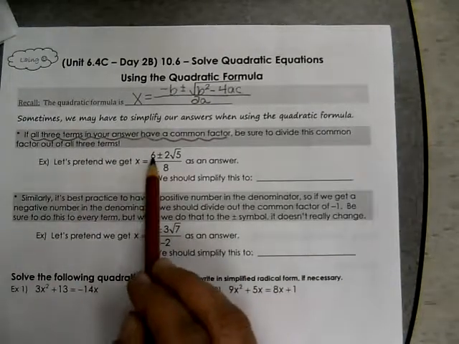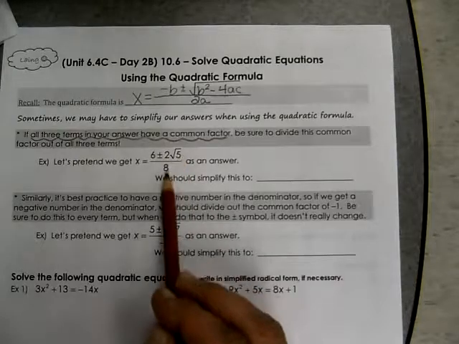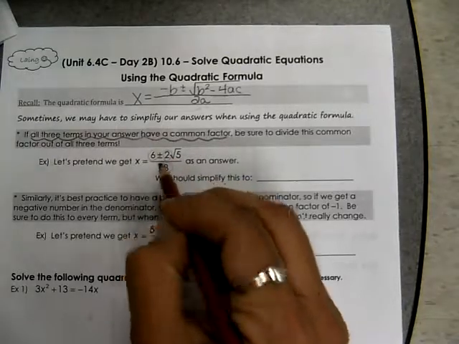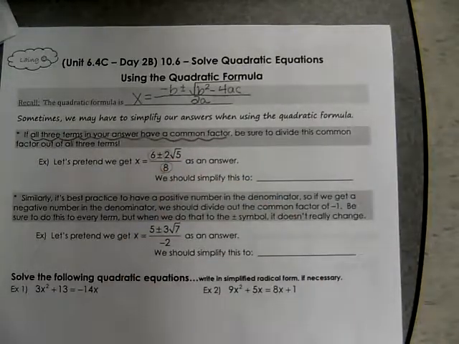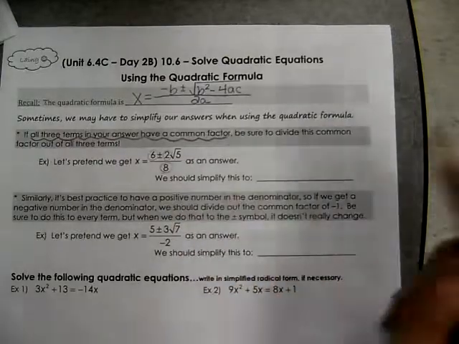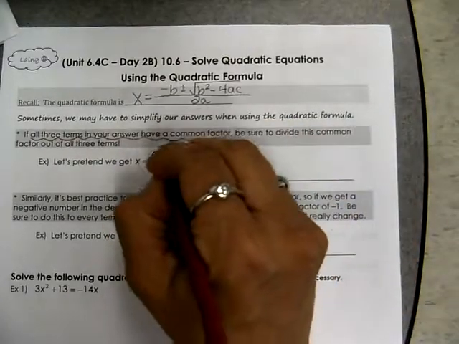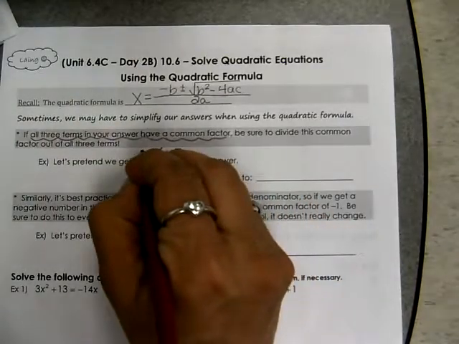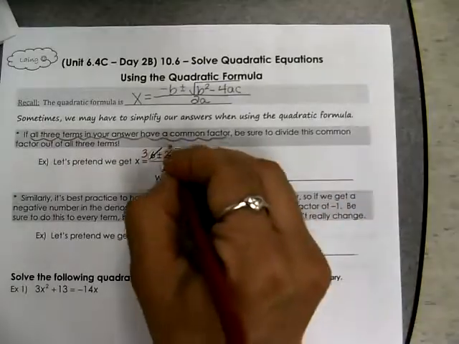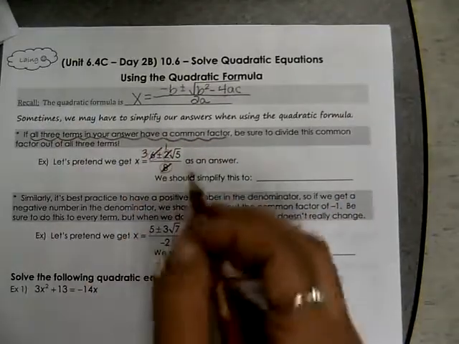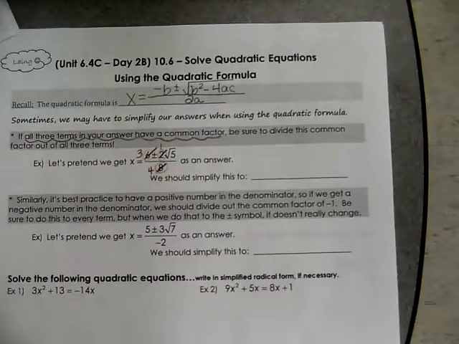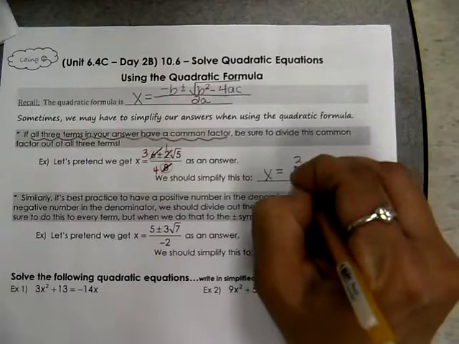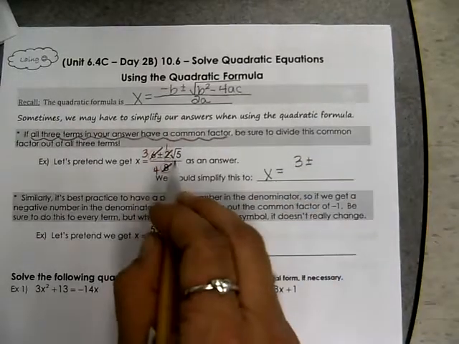Let's pretend we get x equals 6 plus or minus 2 root 5 over 8. We look at these three values. Do those three numbers have anything in common? They do. They each have a 2 in common. So what you do is you divide a 2 out of all those terms. Dividing a 2 out of 6, we get 3. Dividing a 2 out of 2, we get 1. Dividing a 2 out of 8, we get 4. So therefore, we should simplify that to x equals 3 plus or minus 1 root 5.